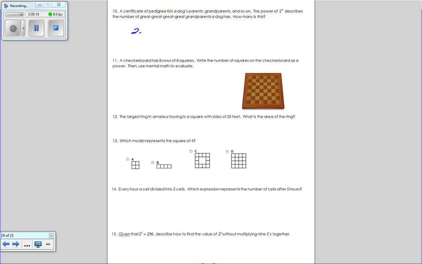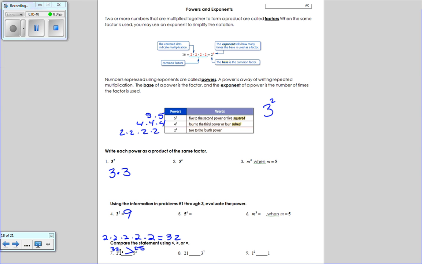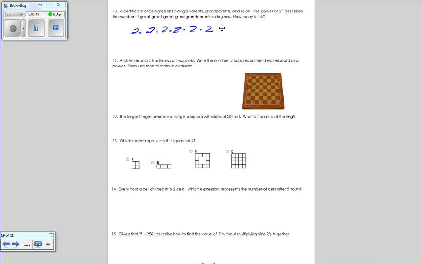So that would be 2 multiplied 6 times. The exponent tells me how many times to multiply. So I'm going to take my number 2, my base of 2, and multiply it 6 times. 1, 2, 3, 4, 5, 6. Previously in my notes, I just had 2 to the 5th down here. Now 2 to the 5th was 32. So I've got to multiply by 2 one more time to get 2 to the 6th. So 32 times 2 is going to be 64. So a dog has 64, I'm just going to put G's for it, great grandparents.